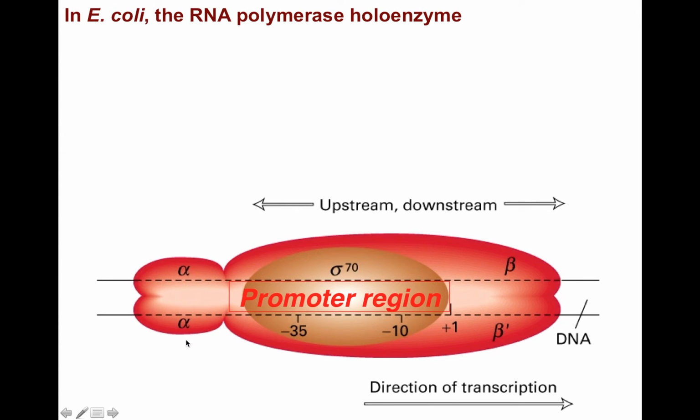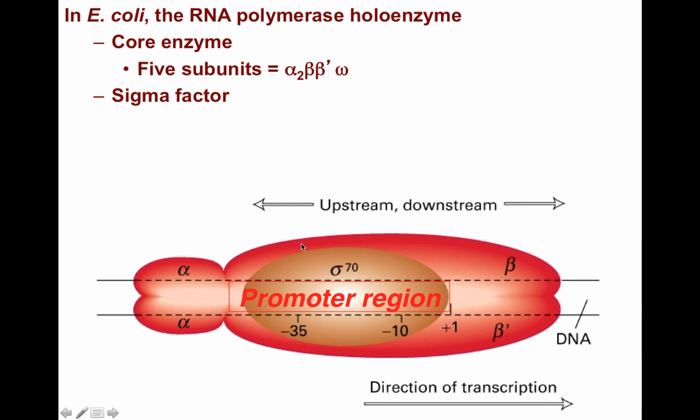In E. coli, RNA polymerase holoenzyme is comprised of a core enzyme with two alpha subunits, a beta and a beta prime subunit, and an omega subunit, which you can't see because it's on the other side of the two beta subunits. It also has sigma factor bound to the -10 and the -35 region. This is it right here, binding tightly to the promoter region.